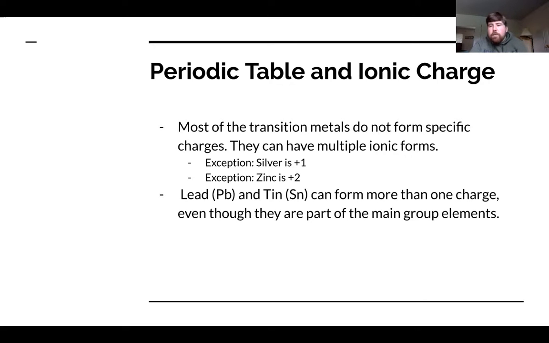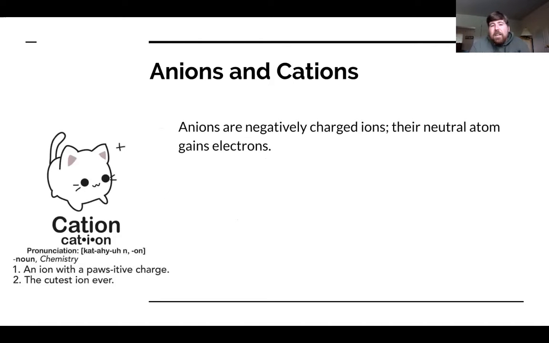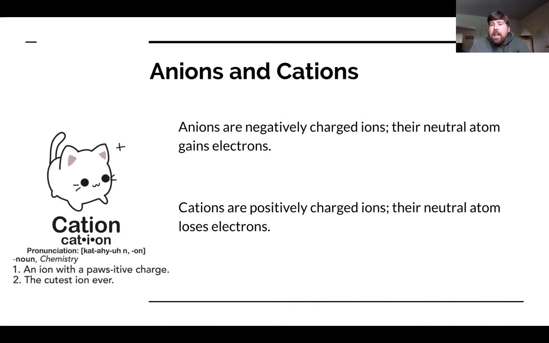Now, last but not least, just some vocabulary that is going to be important in terms of gaining or losing electrons. When elements gain electrons, they become negatively charged, and we call those anions. The neutral atom generally will gain electrons to become an anion. And elements that are cations will generally lose electrons. When things lose electrons, they become positively charged.